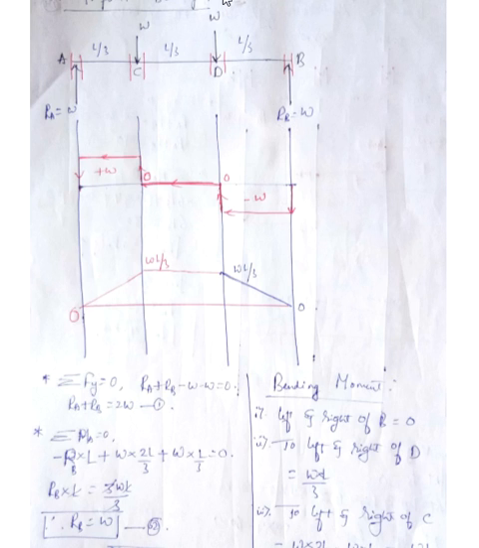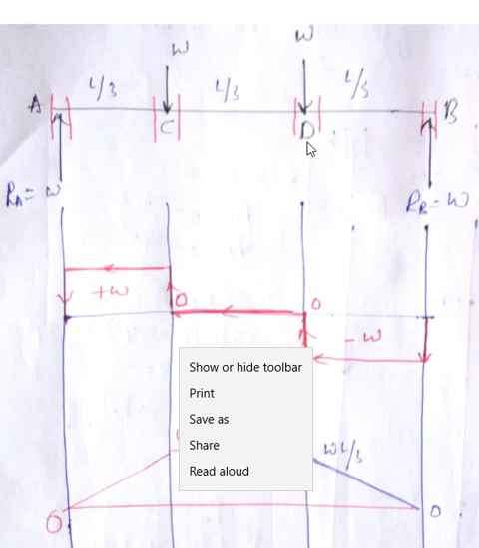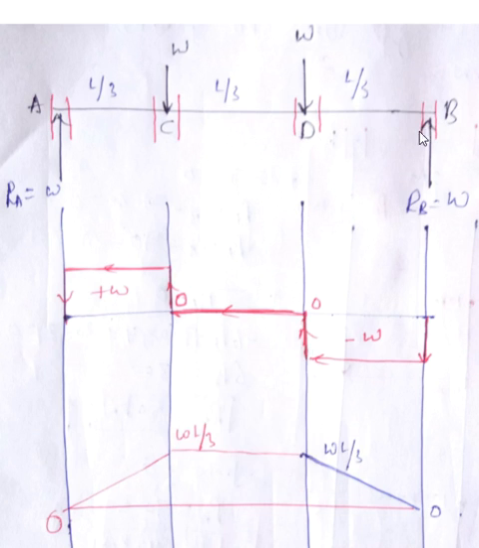Then the next procedure is plotting the shear force diagram and bending moment diagram. For plotting SFD and BMD, again, wherever the forces are, with respect to those points we need to draw a vertical line. From A, draw a vertical line like this. From C, draw a vertical line like this. From D, draw a vertical line. From B also you draw a vertical line. Since there are 4 forces, there will be 4 vertical lines.